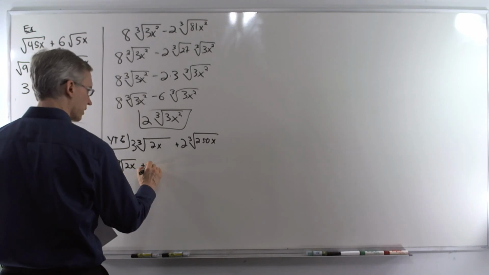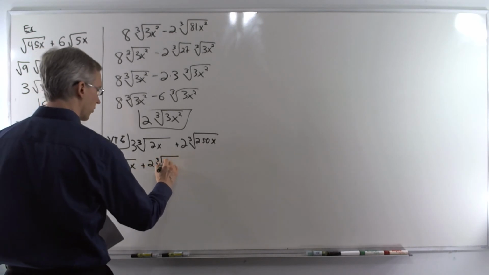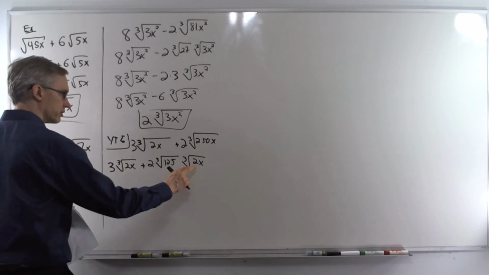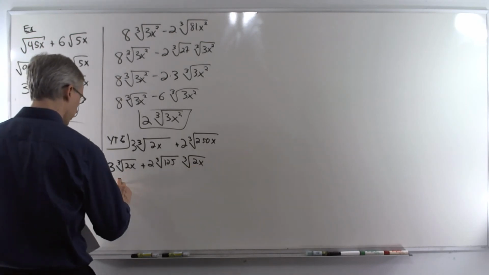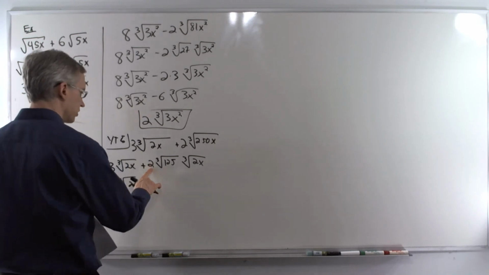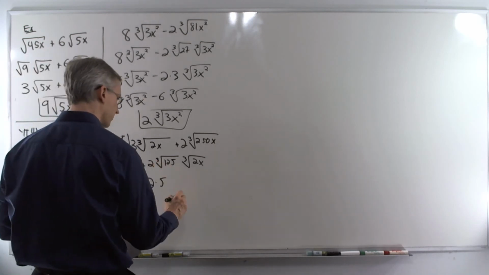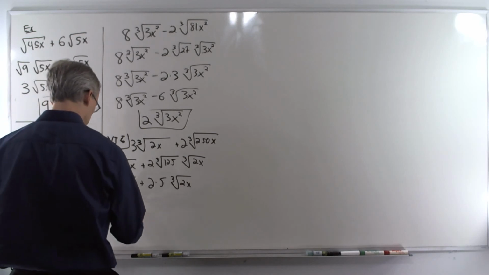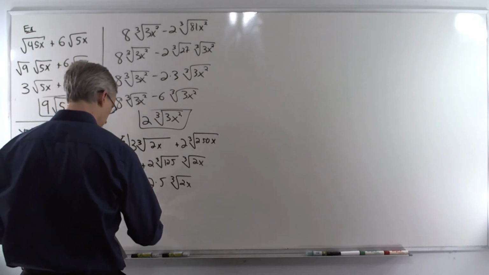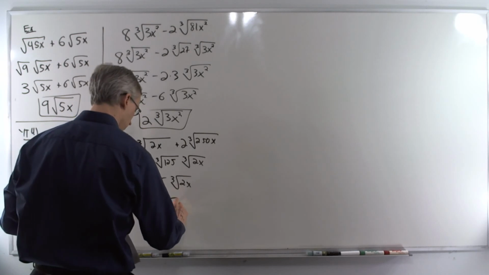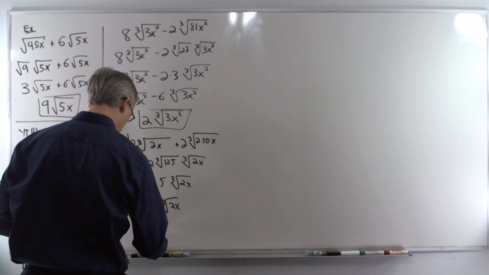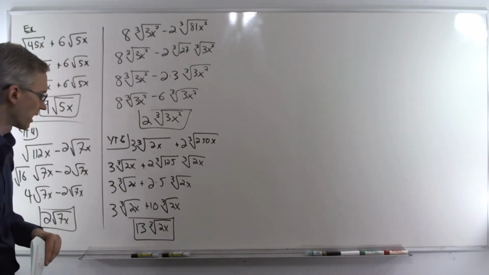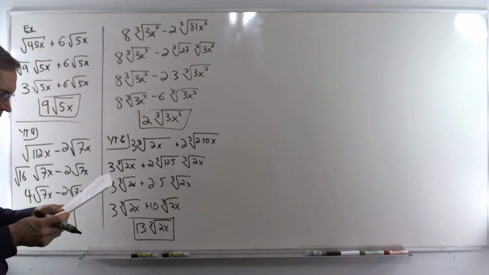3 times the third root of 2x plus 2 times the third root of 125 times the third root of 2x. Now we've got our matching third roots of 2x. So this turns into 3 times the third root of 2x plus 2 times the third root of 125, which is 5, times the third root of 2x. Now we'll multiply these out and add them together, and we get 13 times the third root of 2x.